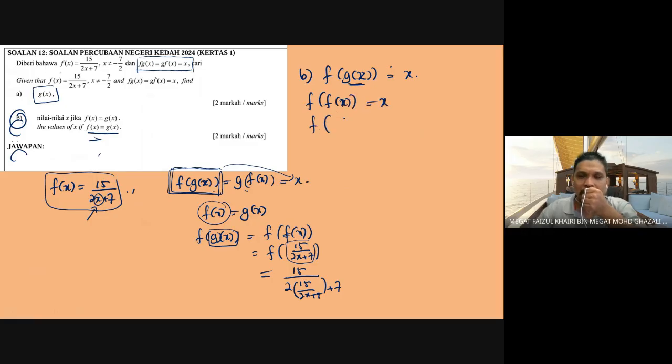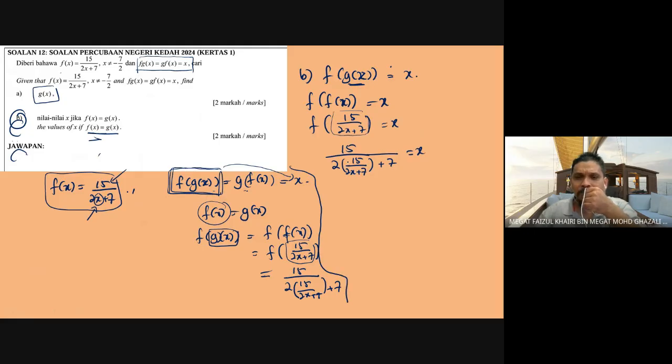So then the function f(x) is 15 divided by 2x plus 7 equals x, and substitute this function of f(x) into the x of this function f(x) again. So we got 15 divided by 2 and x plus 7. And here we are going to substitute again with 15 divided by 2x plus 7. Okay.